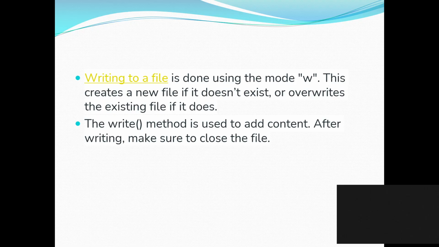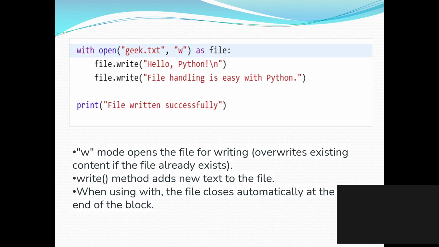So the write method is used to write the content. After writing, make sure to close the file so that the file is properly saved. So with open greeks.txt, w as the mode, as file. Here, with open is an effective way to handle a file, as there is no specific need to close it. As soon as the program is done, it moves on to the next statement, and by default, with also closes the file.